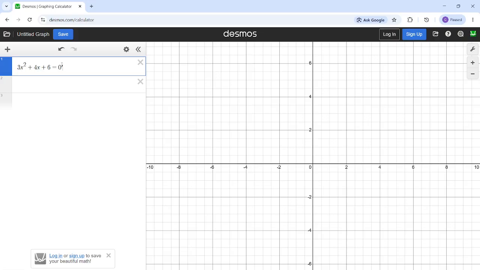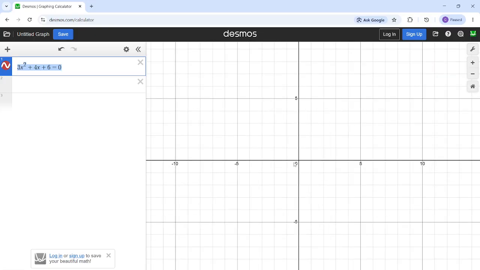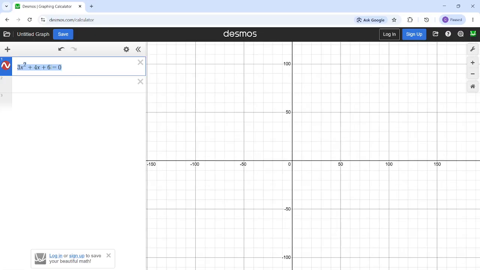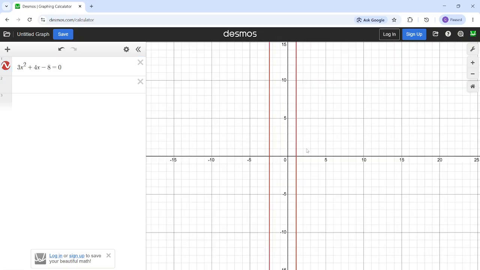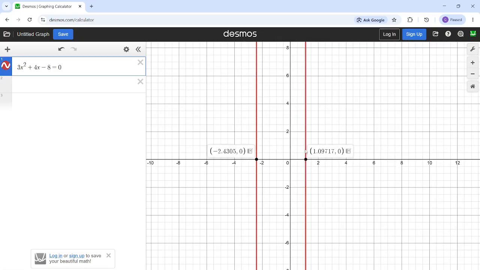I just put this thing in here, it doesn't matter that much, but this is the real thing. When you have a question like this asking for the value of x, you can just look at the graphs. Let's say this equation. You can look at the places where the lines cross the x-axis. These two places are the answers. The first answer is negative 2.4305, and the second answer is 1.09717. These are the values of x that would make this equation correct.